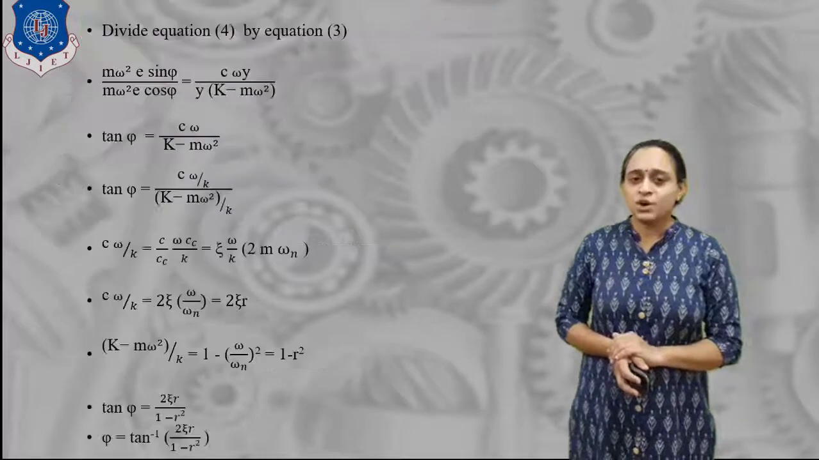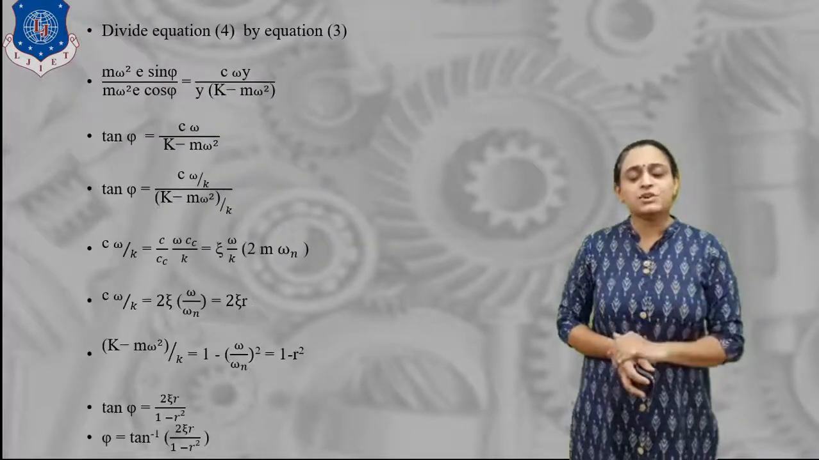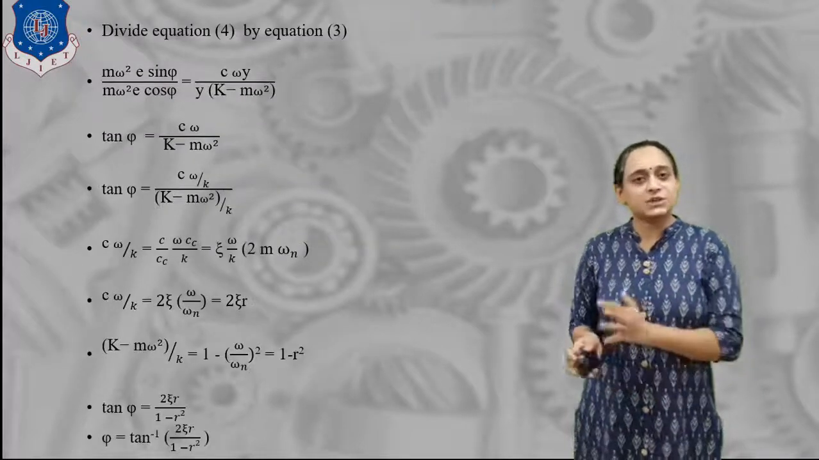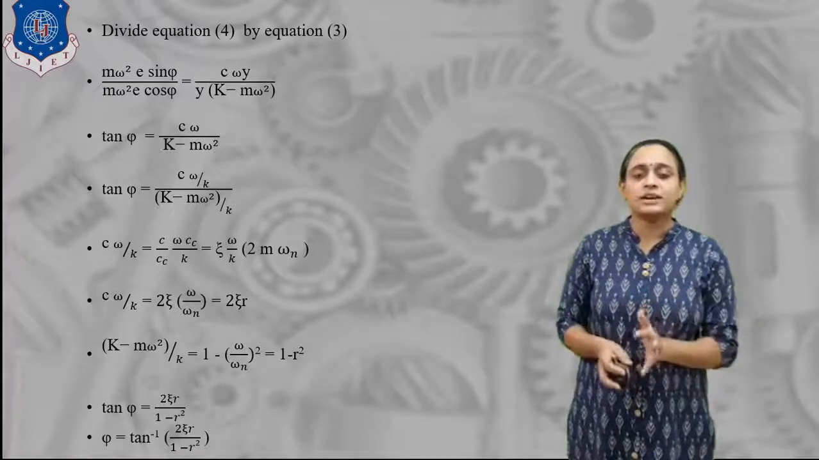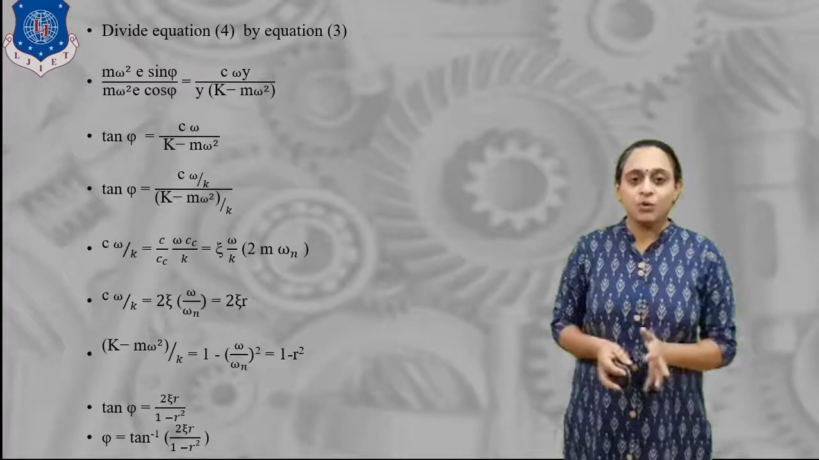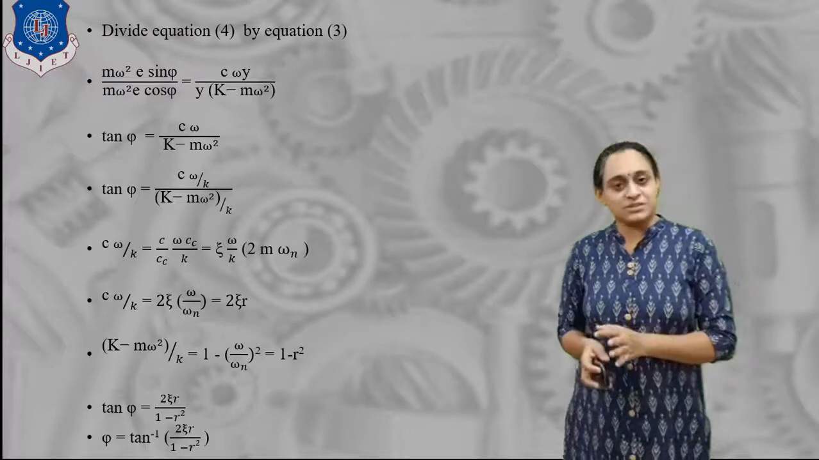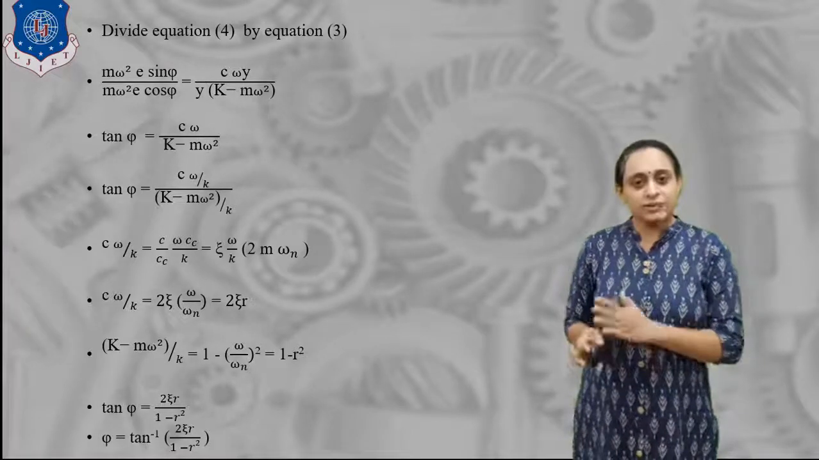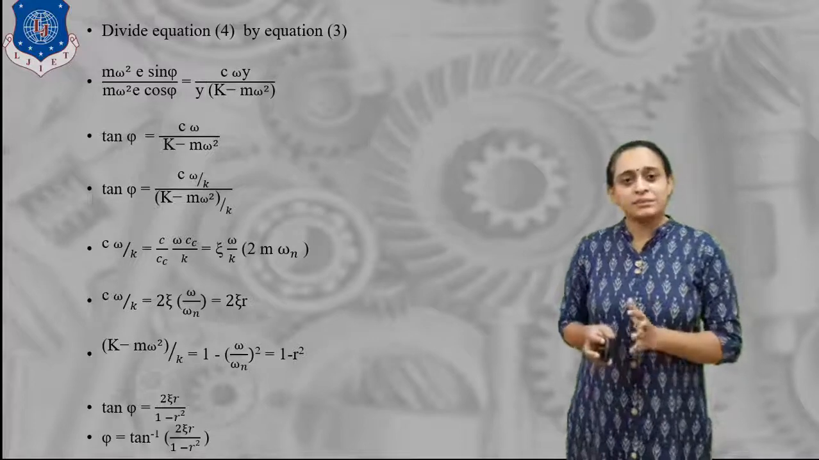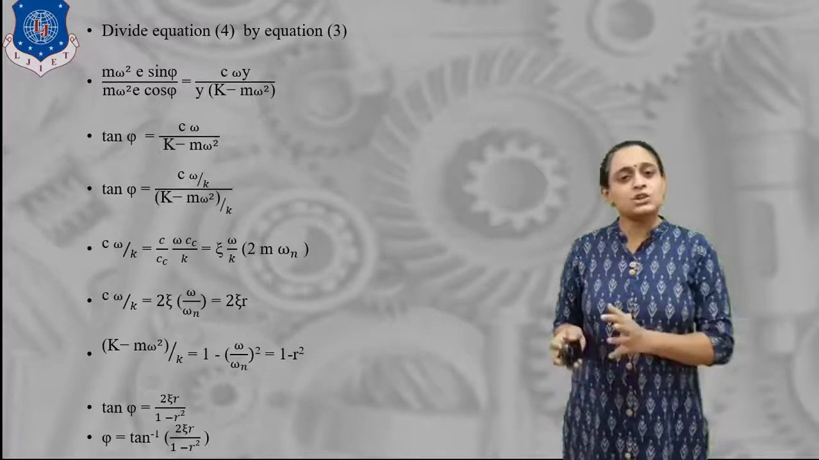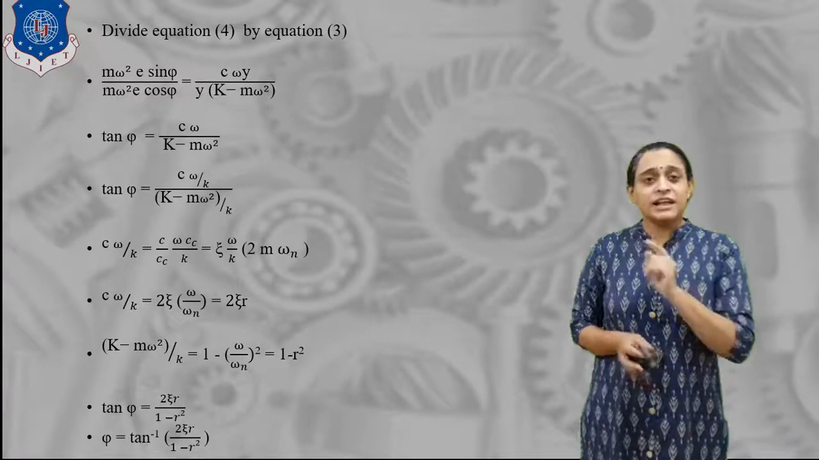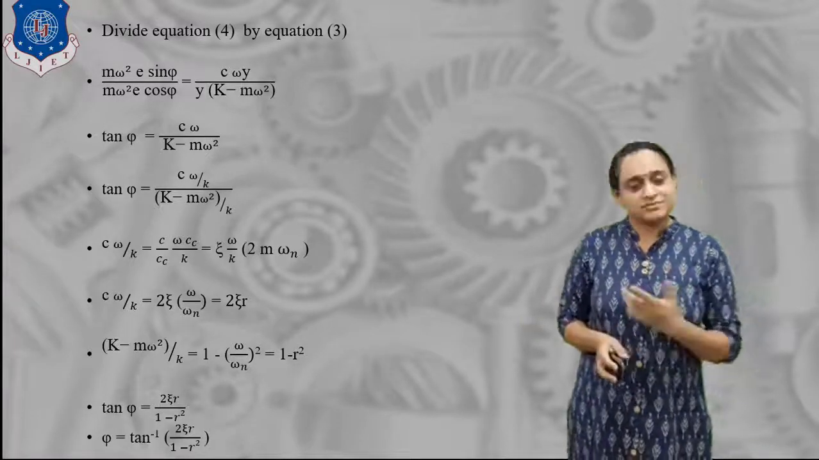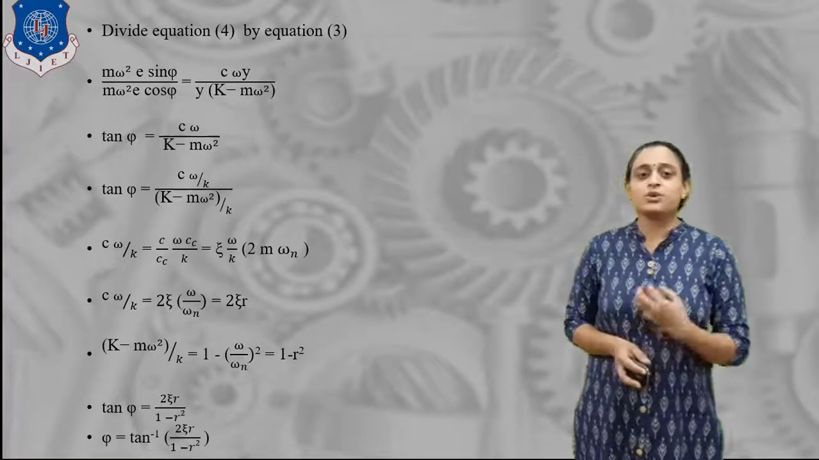So let us solve further. Equation 4 can be divided by equation number 3. So what will we get? We will get m omega square E sin phi upon m omega square E cos phi is equal to C omega Y upon K minus m omega square into Y. Now Y can be cancelled, and here m omega square E is cancelled out. Hence, what are we getting?